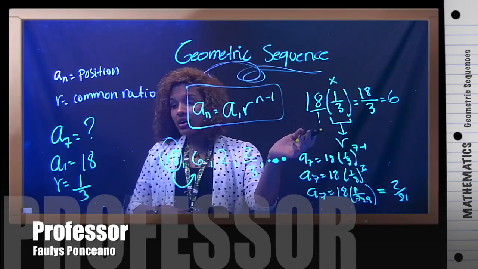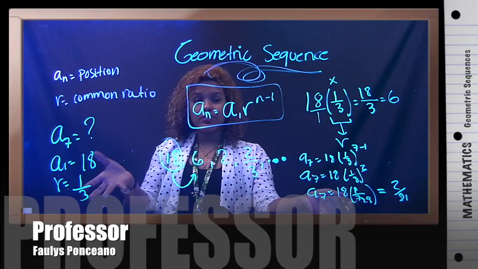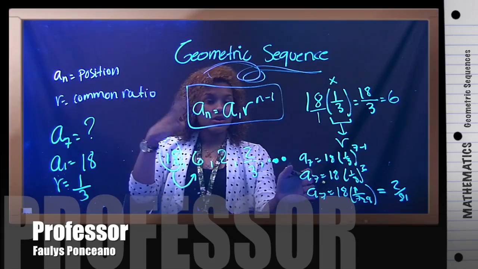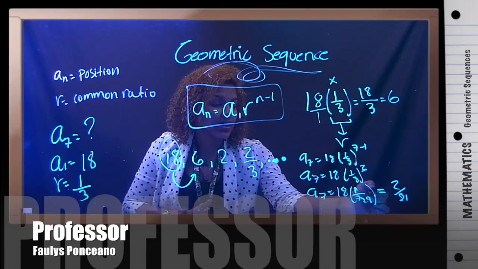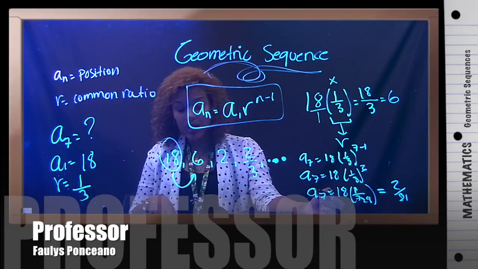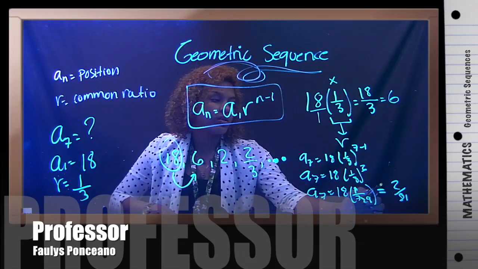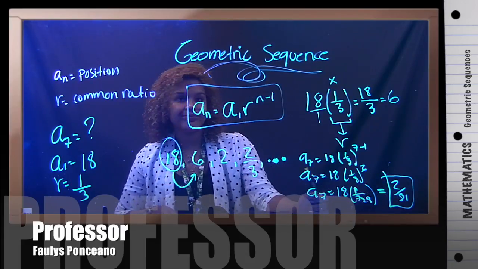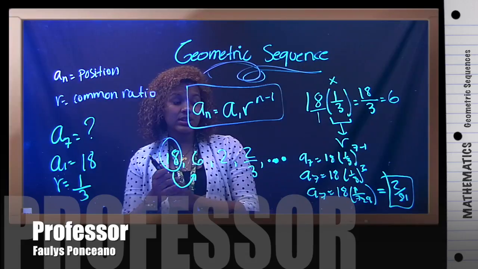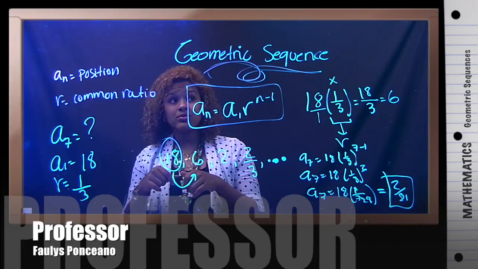So once we figure that out, we take the information given, plug it in the formula, solve, and get our a sub 7, which is 2 over 81. And 2 over 81 is a sub 7, and that is your final answer for this example.